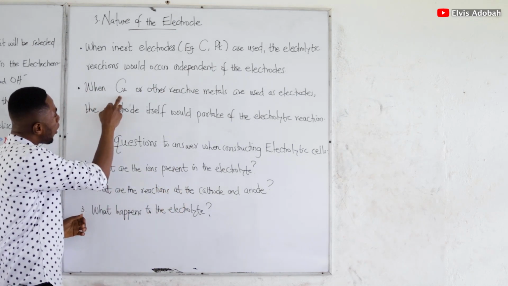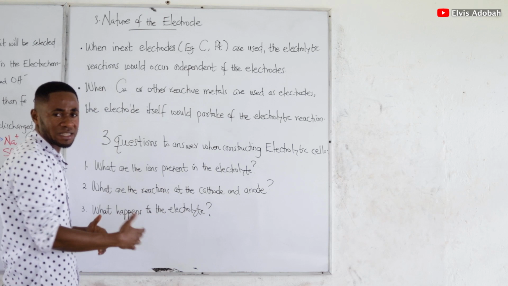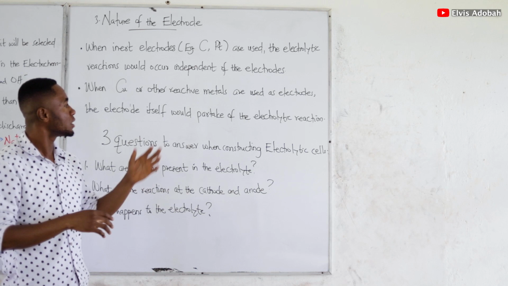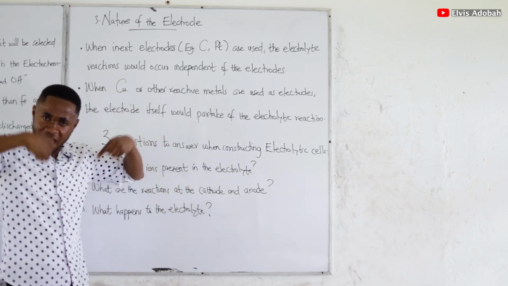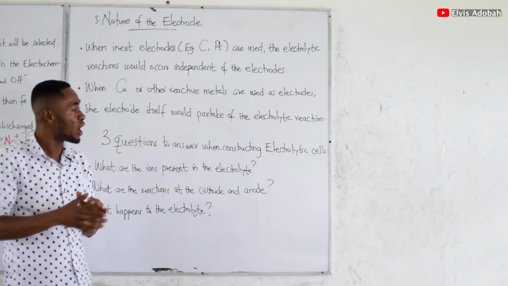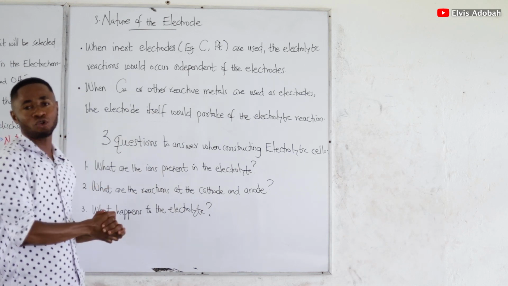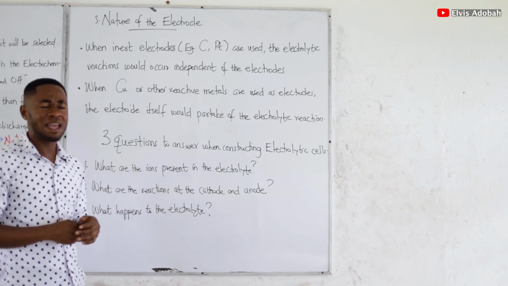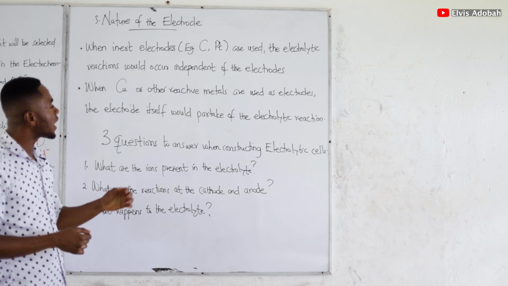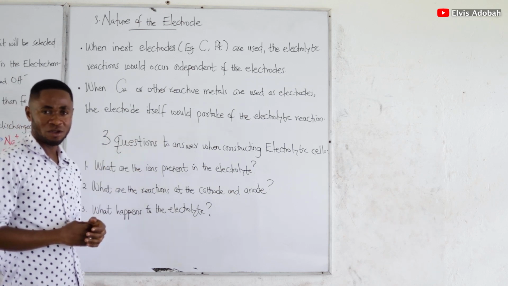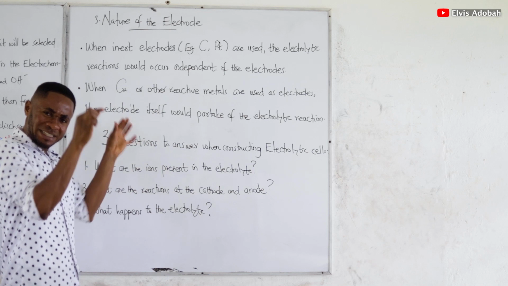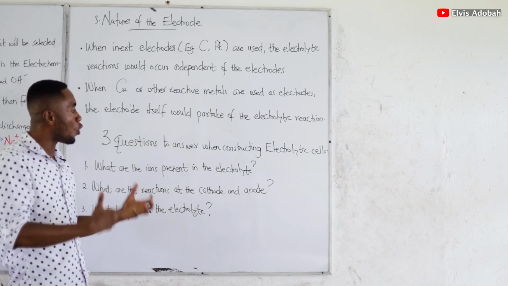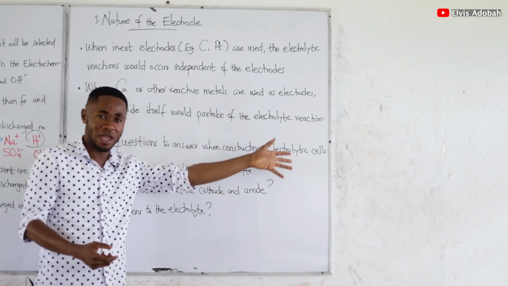However, when copper or other reactive metals are used as electrodes, the metals are reactive. So they themselves will also partake of the electrolytic reactions. As time goes on, you will see an example of an electrolytic reaction whereby we use a reactive metal as electrode, and we'll see how the reactive metal will partake of the electrolytic reaction.